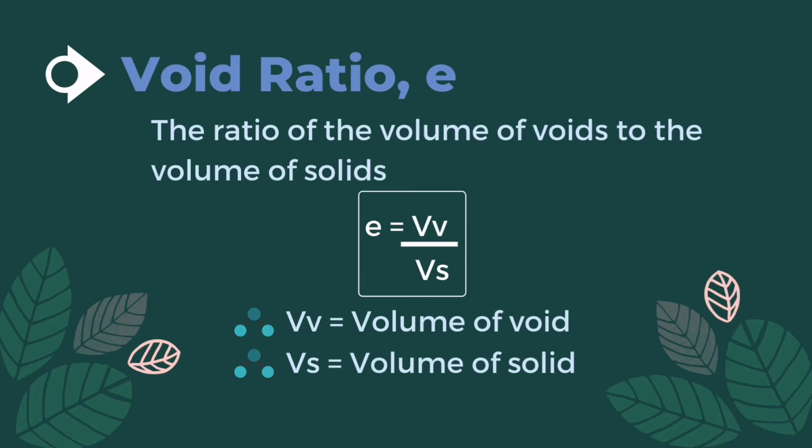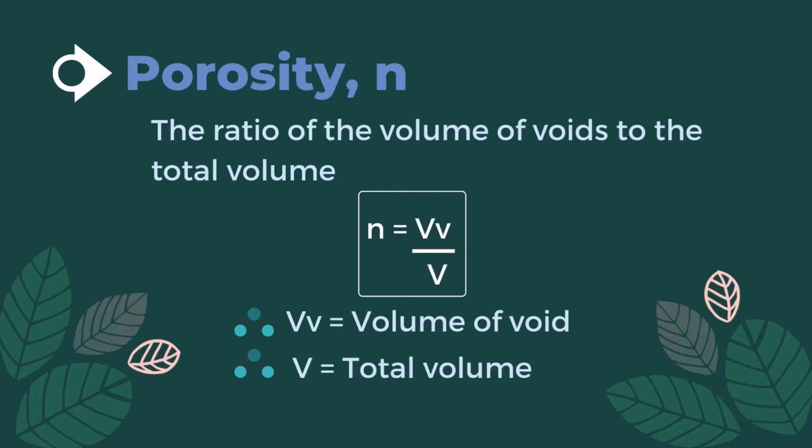Void ratio. It is the ratio of the volume of voids to the volume of solids. e is equals to V sub V all over V sub S. Next is porosity. It is the ratio of the volume of voids to the total volume. Yung total volume na sinasabi dito is kapag pinag-add mo lahat ng volume ng 3 portions nung section kanina sa diagram. And we have another formula na na-derived using the void ratio.